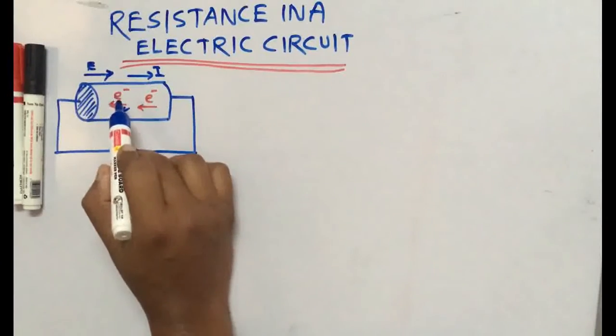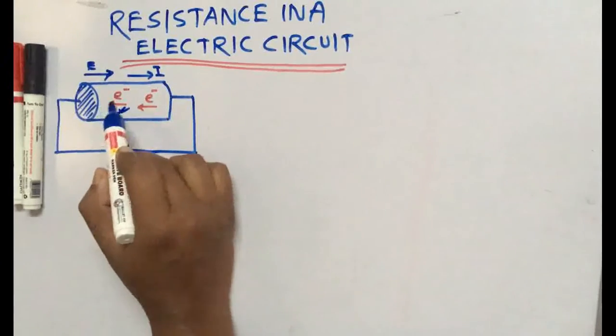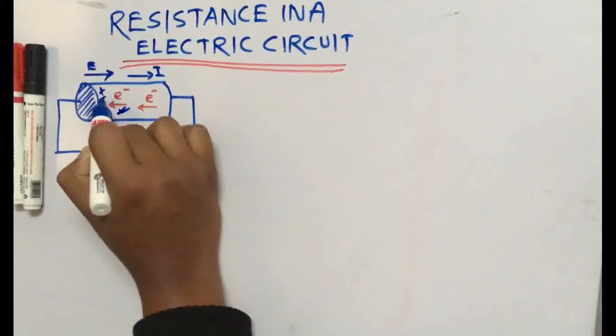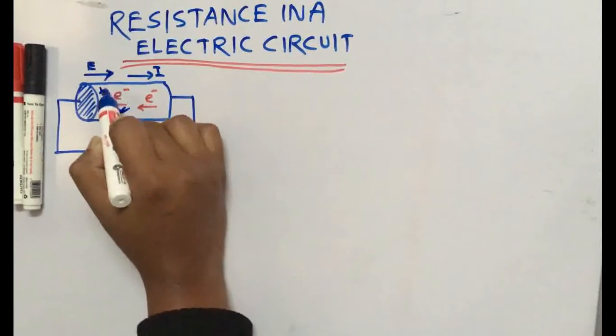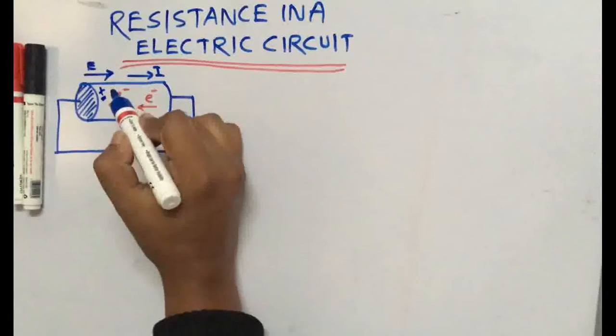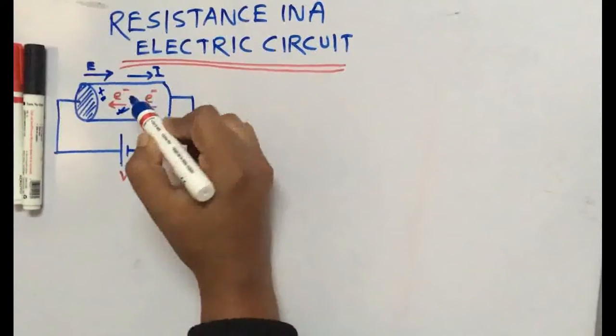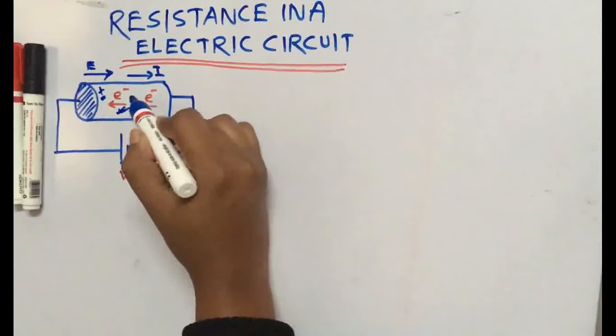So what will happen when these electrons accelerate? They will collide with the positive ions present in the conductor and with the wall of the conductor. Then their motion will be opposed. This opposition we call resistance.